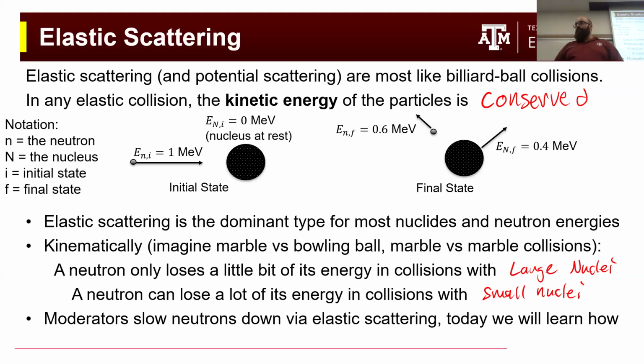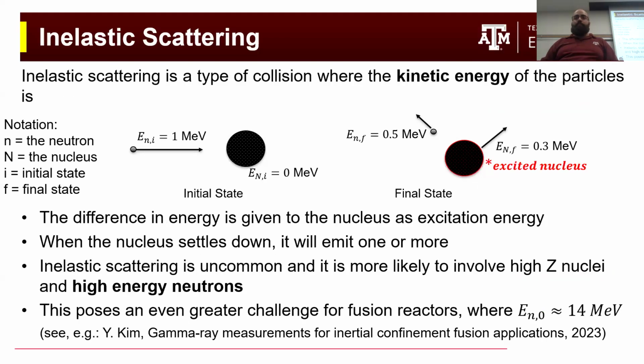And so, yeah, this is kind of like the principle that we want to keep in mind. And we're going to do some math to show that that is indeed the case, that there's a big dependence on the atomic number or the size of the nucleus that's participating in the collision process that will allow our neutrons to lose a lot more energy in these scattering reactions. So that's what we're going to talk about more today.